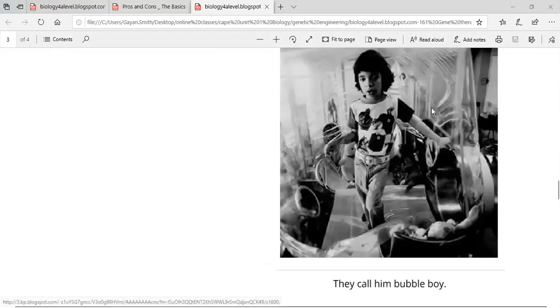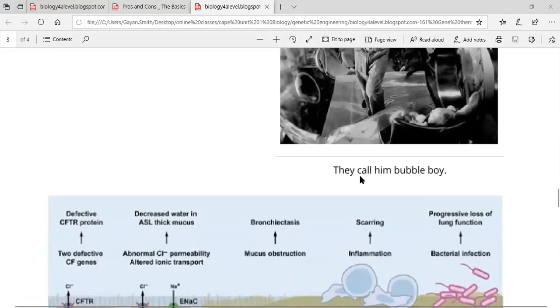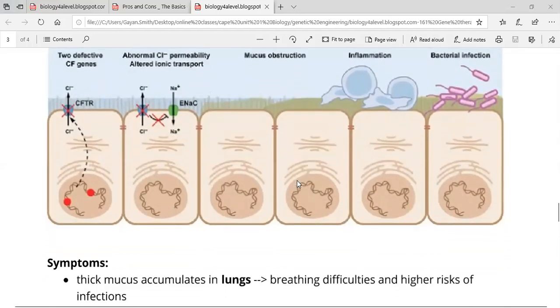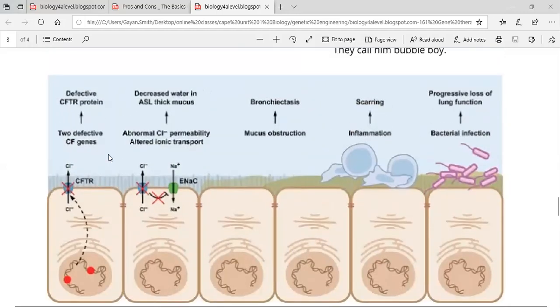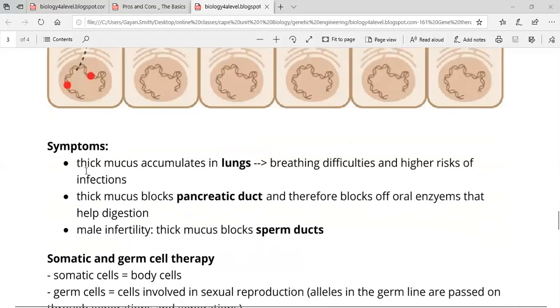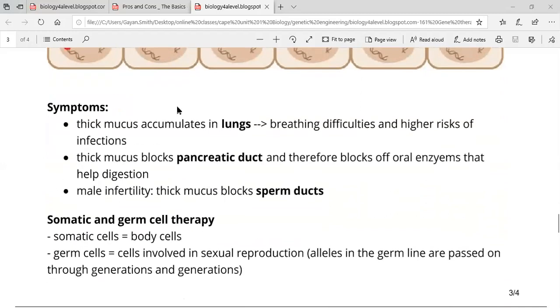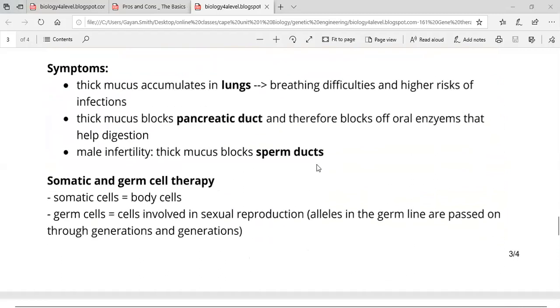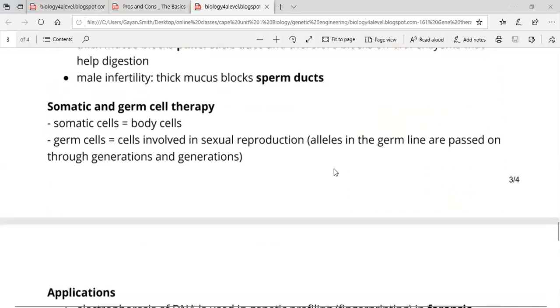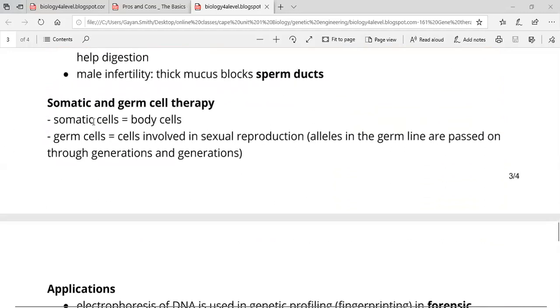So this is for somebody living in the bubble, a person with SCID, as we saw before. And this shows what happens with cystic fibrosis when you have thick, sticky mucus blocking up everywhere. These persons have mucus accumulating in the lungs, which makes it difficult for them to breathe. They also have their pancreatic ducts blocked, so they can't secrete their enzymes, and it blocks even the sperm ducts, so they are infertile. So the gene therapy is designed for these persons.